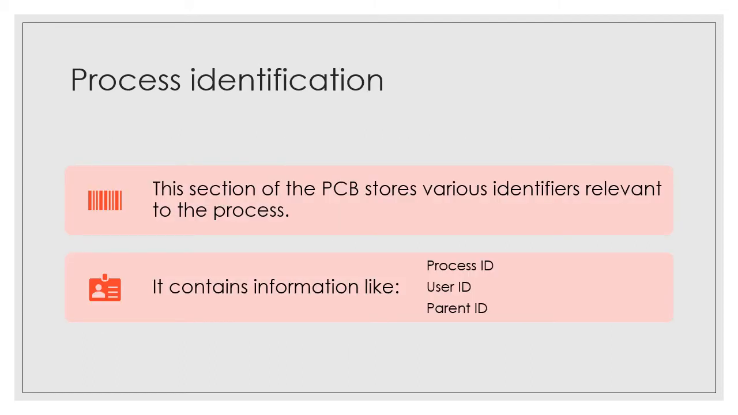Process identification. This section of the PCB stores various identifiers relevant to the process. Notable values include process ID, the identifier of this process; user ID, the identifier of the user who created this process; and parent ID, the identifier of the parent process.